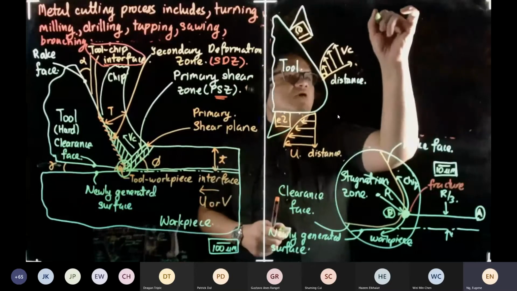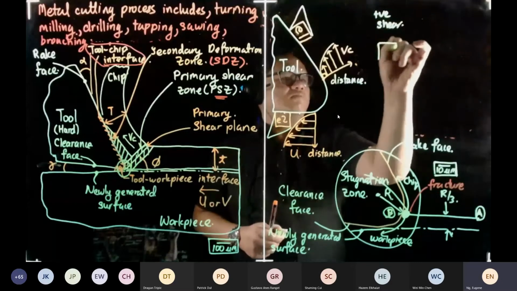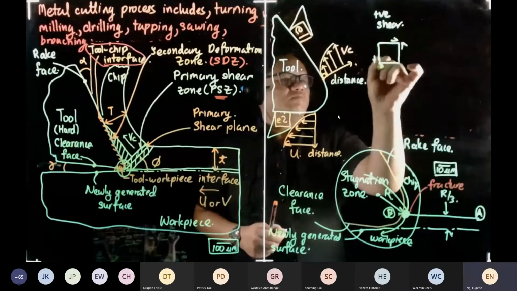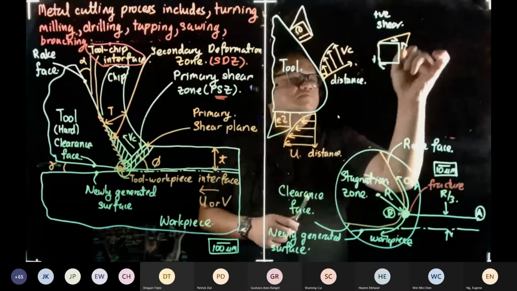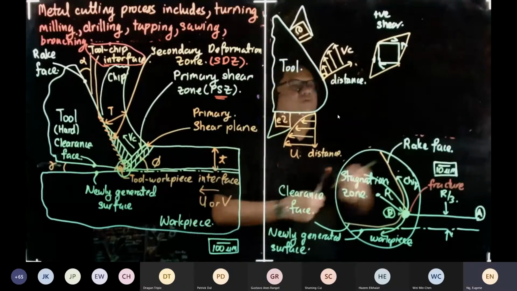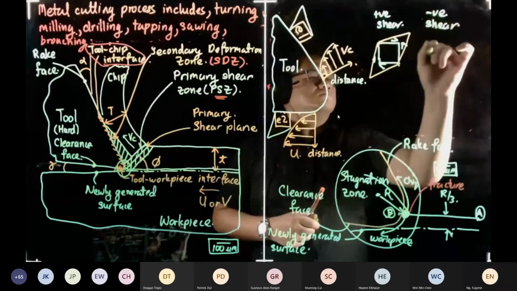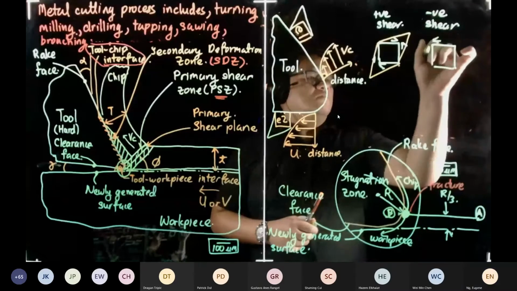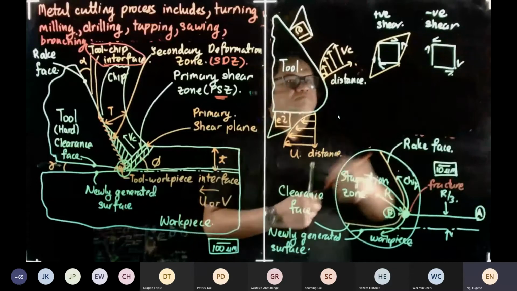So if we have a positive shear, if this is our element, this is our element. So this is positive shear, and the element will deform this way. Okay. And then if we have negative shear, the element will deform this way.